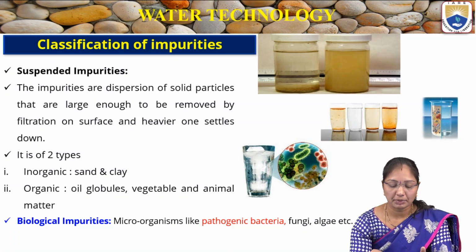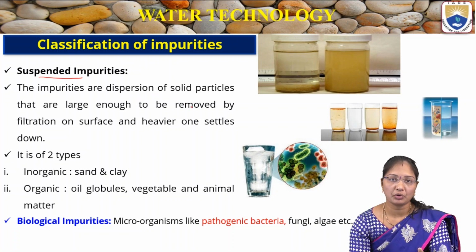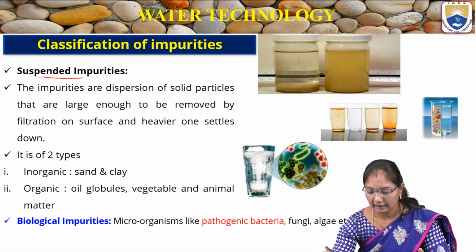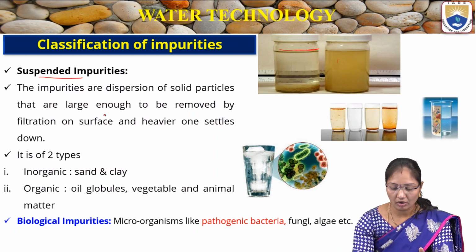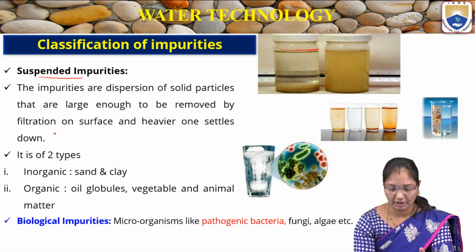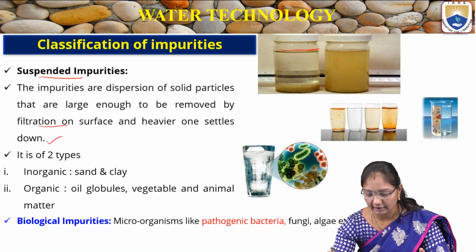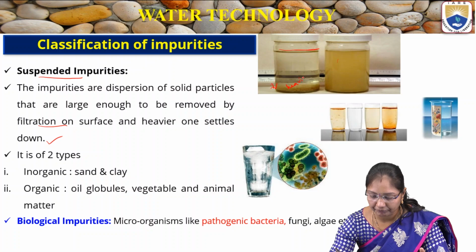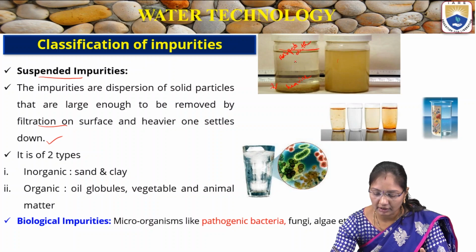Coming to the second thing, suspended impurities. These impurities are a dispersion of solid particles. Here, the suspension of solid particles is large enough to be removed by filtration, and the heavier ones settle down. Here the heavier compounds, due to their weight, get settled. These are the heavier ones, and the lighter particles remain suspended on the surface.